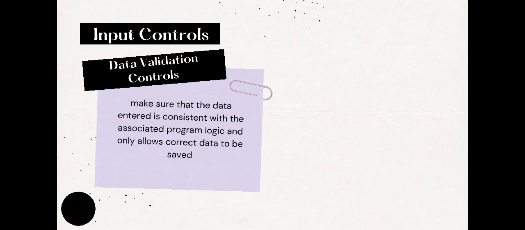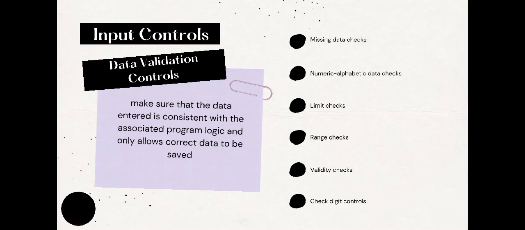Second, the input control is the data validation controls, which make sure that the data entered is consistent with the associated program logic and only allows correct data to be saved. So the following validation tests were discussed in Chapter 7, which are relevant to the revenue cycle. So I will not be further discussing this.